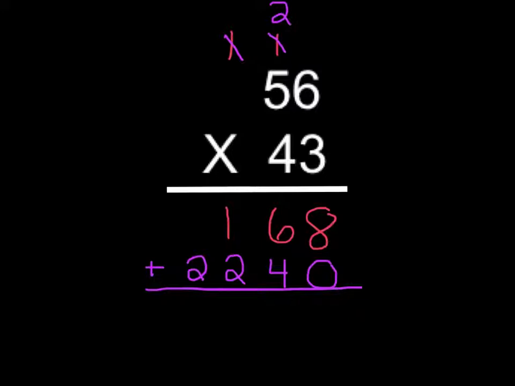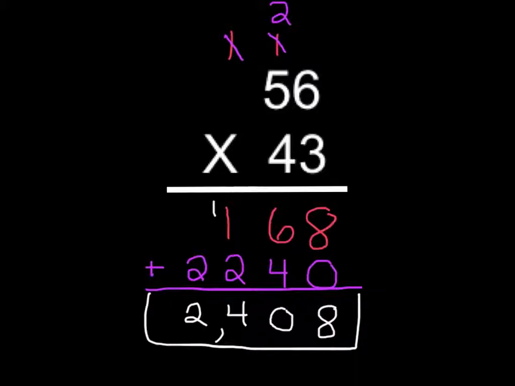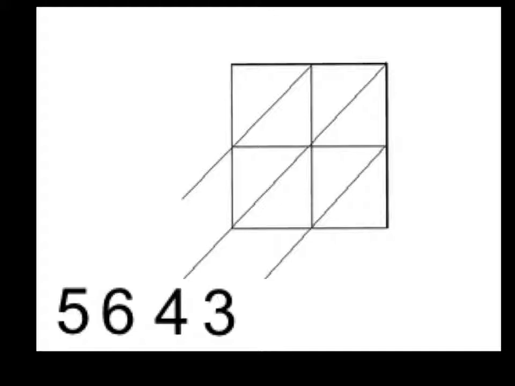Previously, we had 4 partial products to add. Now we've cut that in half by doing some mental math and some regrouping. When we do so, 8 plus 0 is 8, 6 plus 4 is 10, regrouping, giving us 4 in the hundreds place, and again, the same product, 2,408.